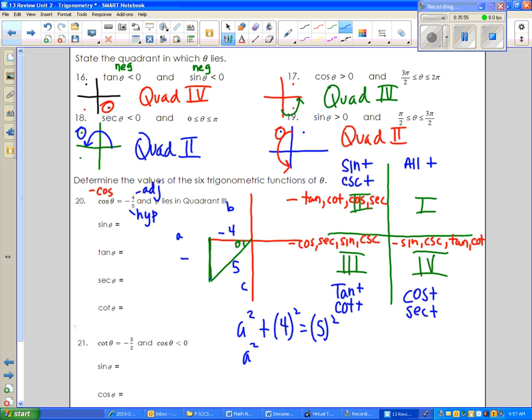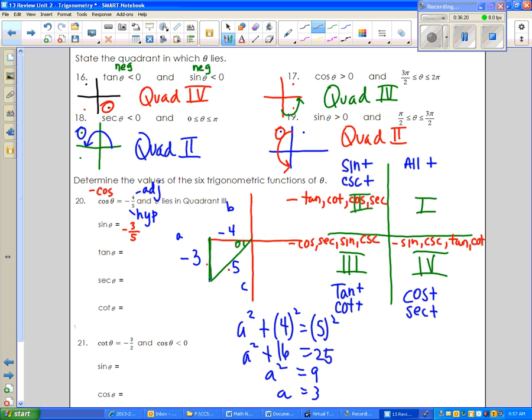Okay, and so we basically get that a squared plus 16 is equal to 25, or a squared is equal to 9, so that means that a must be 3. But please remember, since it's in quadrant 3, that value must be negative. So if I want to figure out the sine, well, we know with SOH CAH TOA, that means it's going to be the opposite over the hypotenuse, so that's going to leave me with -3/5.